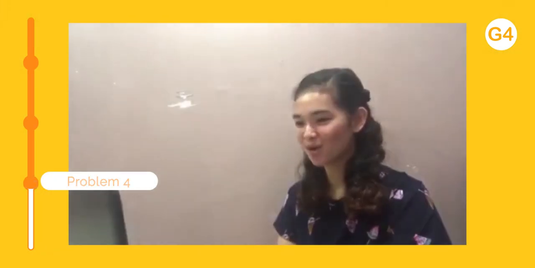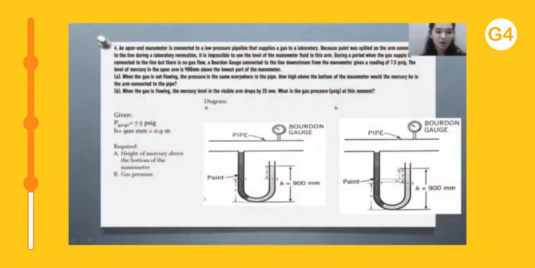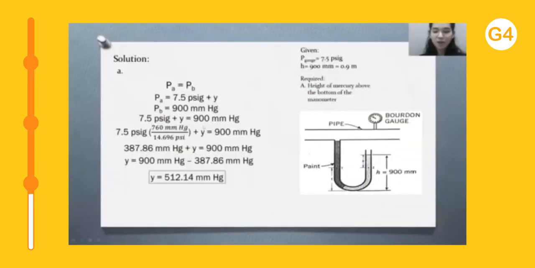For problem number 4, we are given an open-end manometer in which one end is open to the atmosphere. So here are the given, the required, and the diagram. For part A, since we are given a gauge pressure, it is okay to neglect the atmospheric pressure. To begin with, we start with the equation PA equals PB. And since PA is equivalent to the 7.5 psi plus Y, or the height of mercury above the bottom of the manometer, and PB is 900 mm mercury, we have 7.5 psig plus Y equals 900 mmHg.